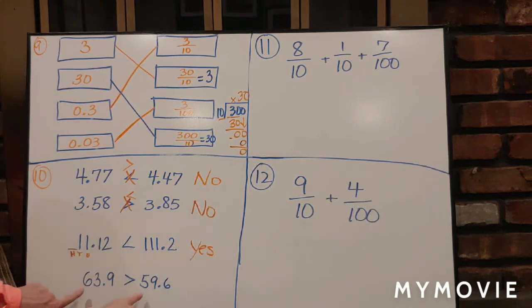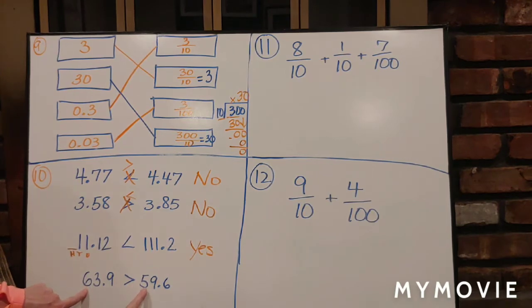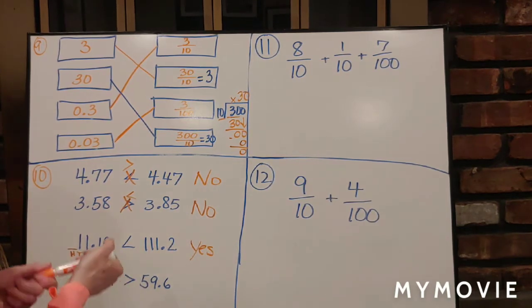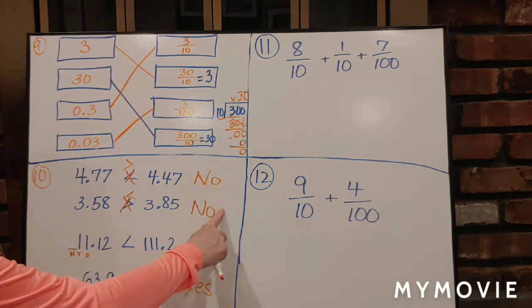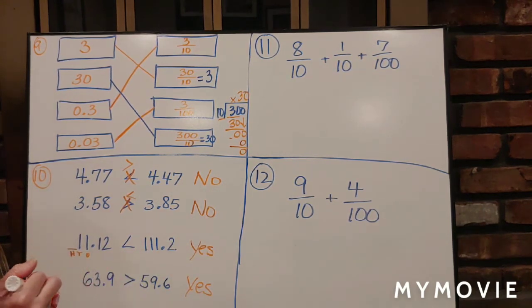And our last one, we have our tens column. Oh, this is a good one. Right away it starts. 6 is compared to 5. 6 is greater than 5. That is correct. So your answers are no, no, yes, yes.